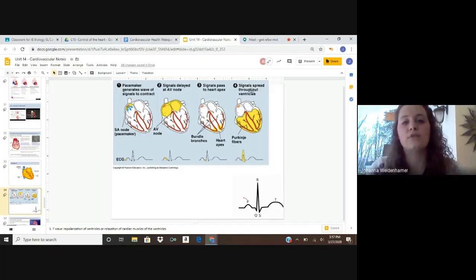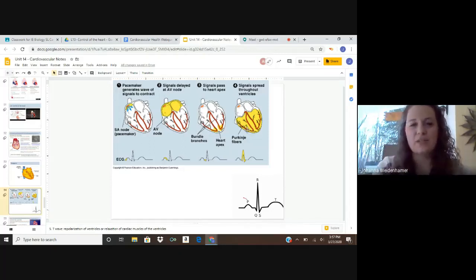And then moving on to number 4, the signal spreads throughout the ventricle. So now you can see here the signal was at the apex. It's now going to come up through the Purkinje fibers on both of the ventricles and allow those ventricles to contract, allowing the blood to flow out to the body or to the lungs to get oxygen. And that's going to be described by the QRS. Okay, so I want you to label the QRS here, number 4. So the QRS goes together. That's one section of it, the QRS number 4.